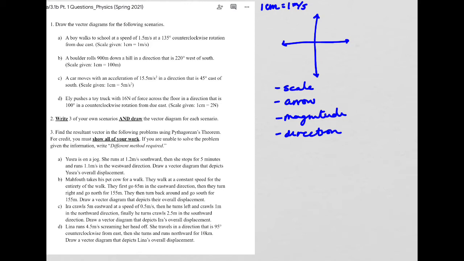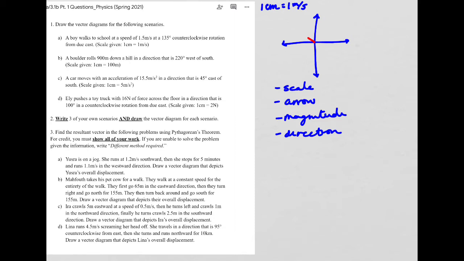It says he's at a 135 counterclockwise rotation from due east. If we go 90 degrees and then 90 more, we're at 180. So it's pointing somewhere over here in the upper left quadrant. If you struggle to figure out where the angle is going to be, you can do 135 minus 90, because we have a 90-degree angle here. And what we get when we do that is 45 degrees.